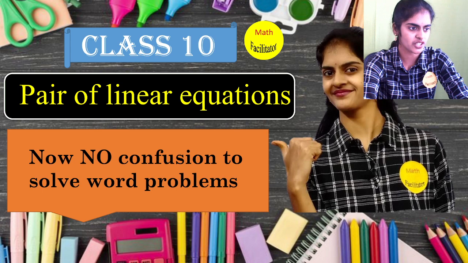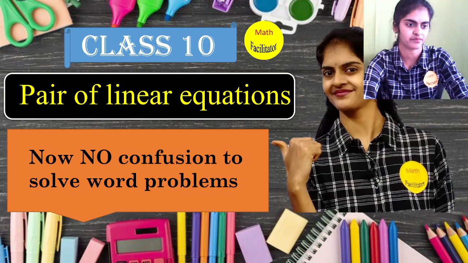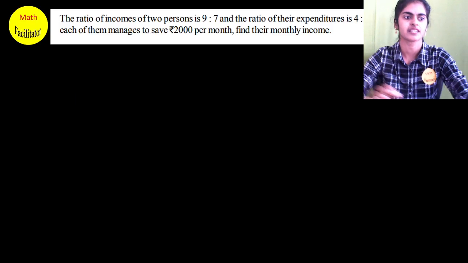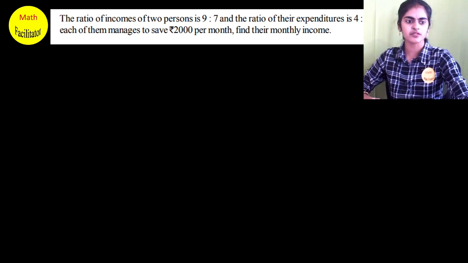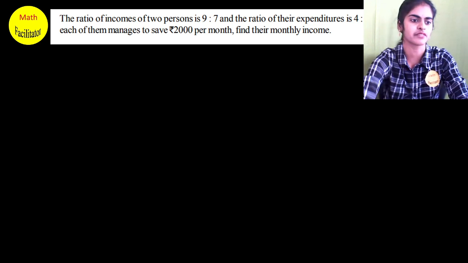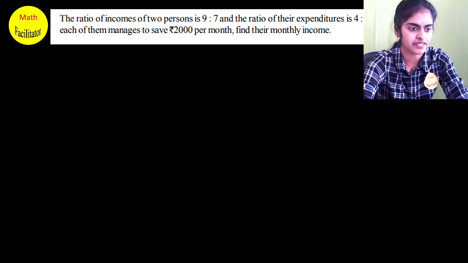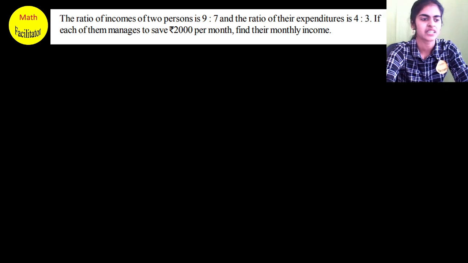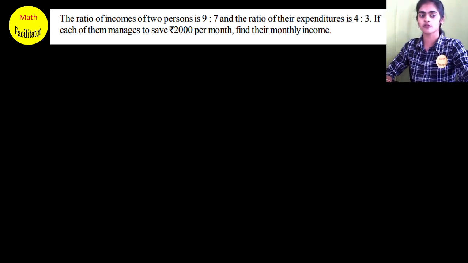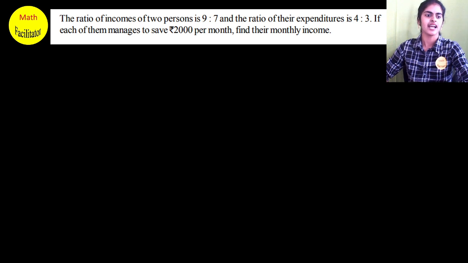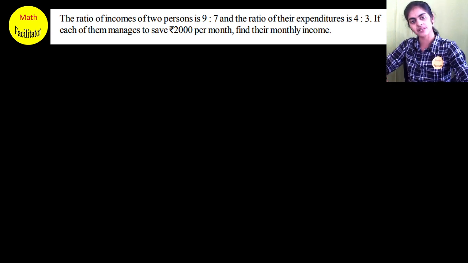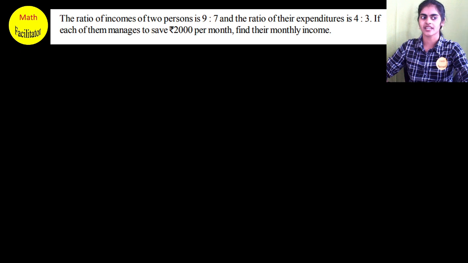The very first question is here. The ratio of incomes of two persons is 9:7, and the ratio of their expenditure is 4:3. If each of them manages to save 2000 per month, find their monthly income.